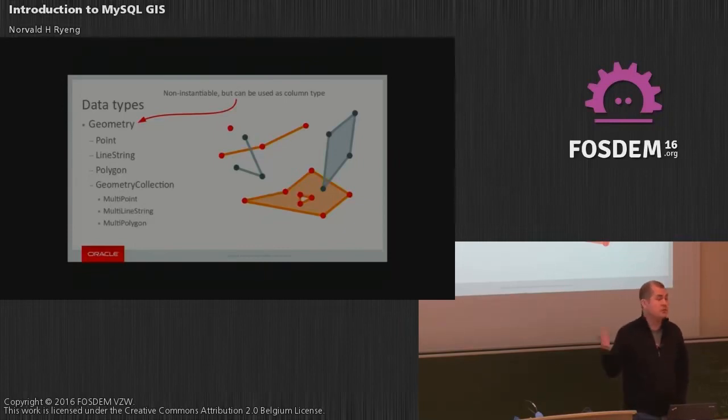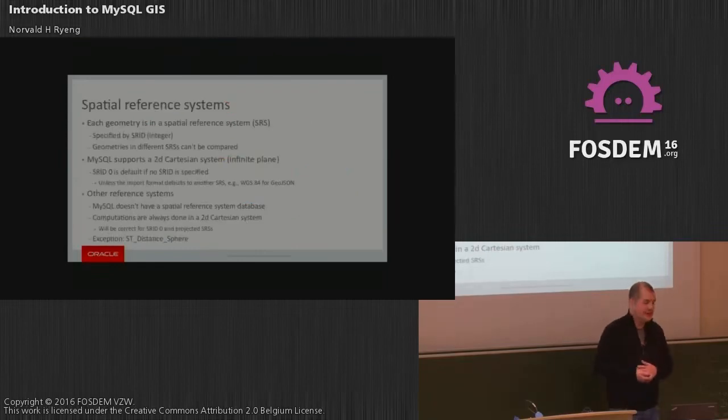And all our functions support all these types. Unlike some other open source GIS databases, we also support geometry collections in all functions. Yeah, so you have data types, points and lines and stuff, but they need to be in a spatial reference system. Like if one point is at coordinate 0,0 on Earth and one is at 0,0 on Mars, they do not overlap. So you need to know which reference system you are in.